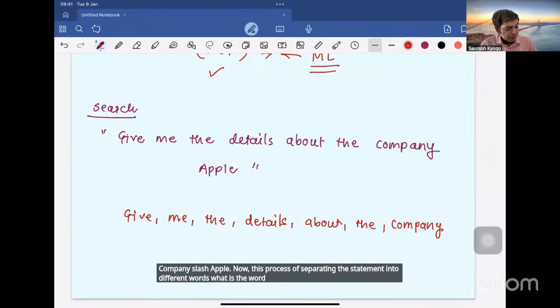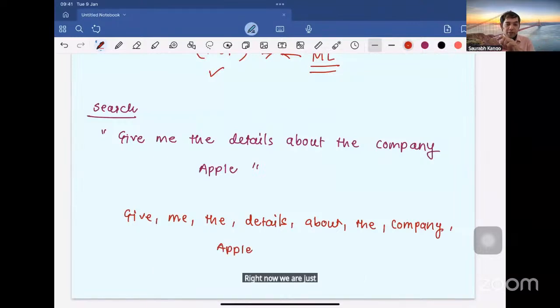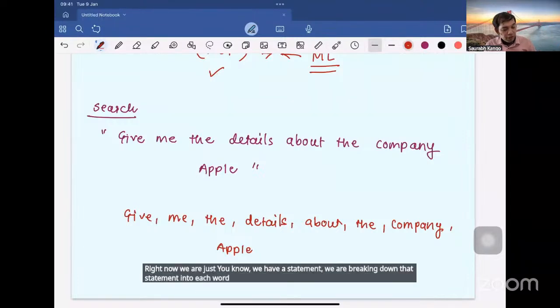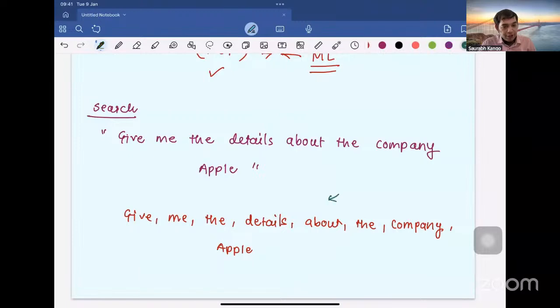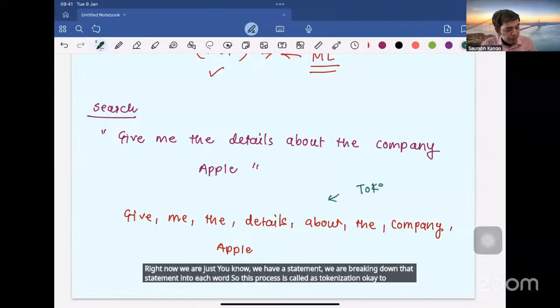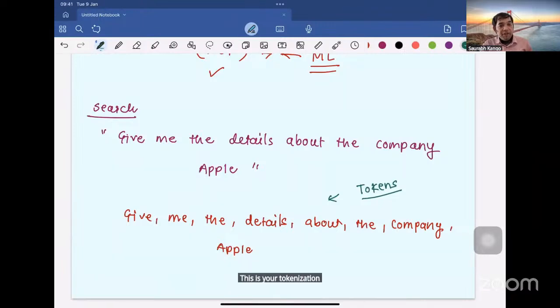Now this process of separating the statement into different words, what do we call it? Right now we have a statement and we are breaking it down into each word. So this process is called tokenization. We are creating tokens. That's the first step that happens. It takes the statement and breaks it down into words. This is your tokenization. Now, is every token important?